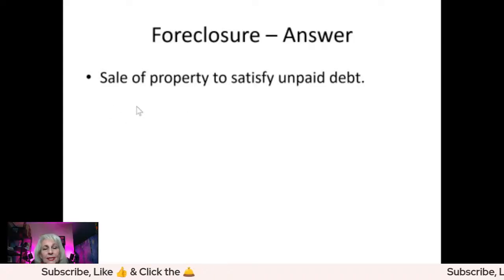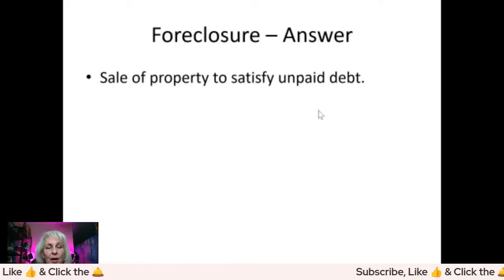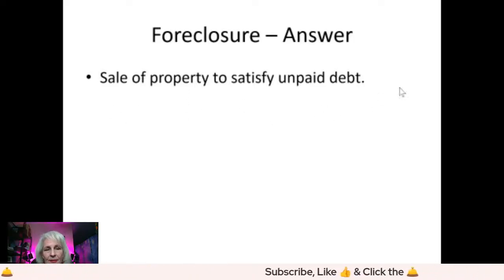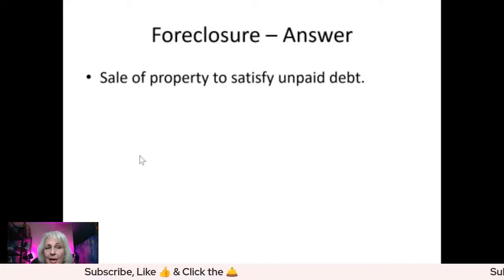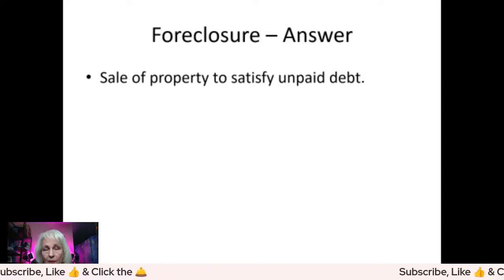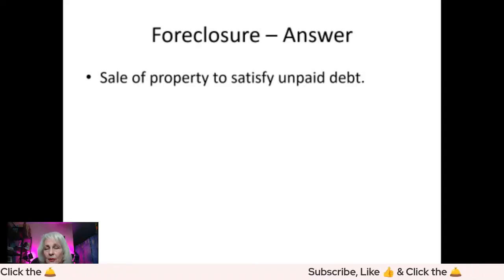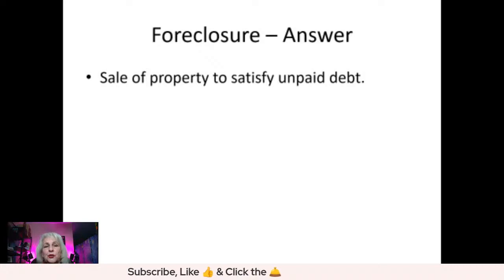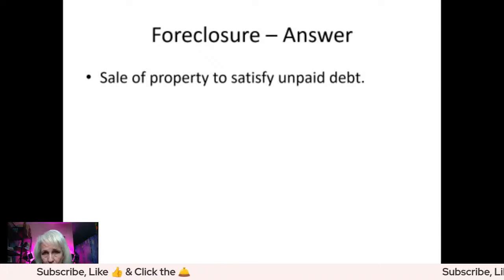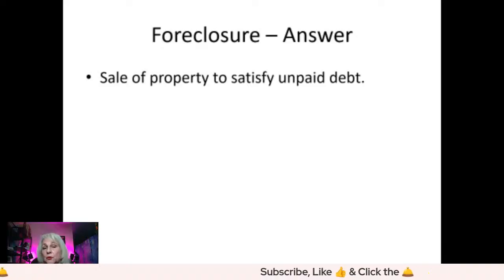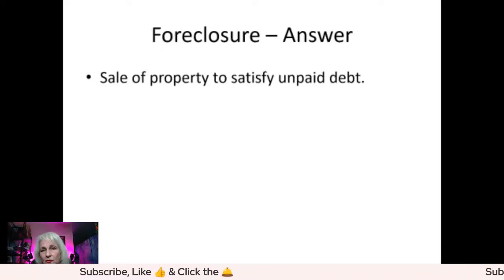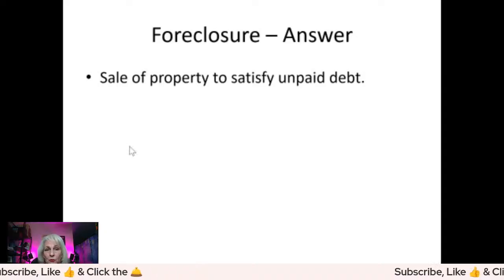Foreclosure. Sale of property to satisfy unpaid debt. There are two types of foreclosures: the non-judicial foreclosure that we have in Texas and in maybe 50% of the states, and then there's a judicial foreclosure. With the judicial, it goes to court and requests a judgment and gets it approved by the judge in order to proceed with a foreclosure.